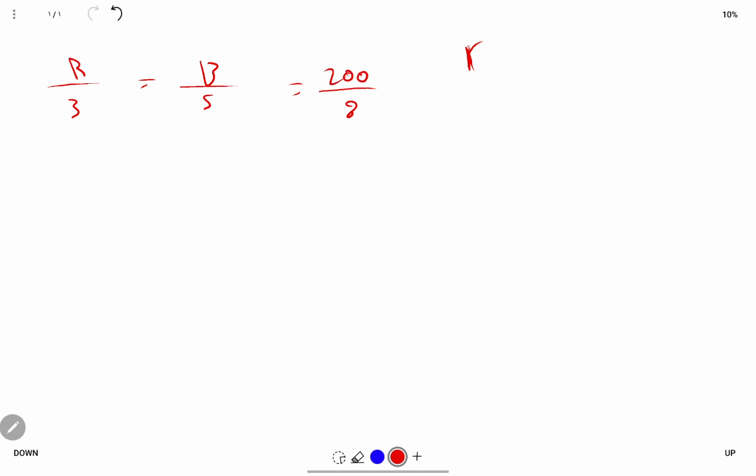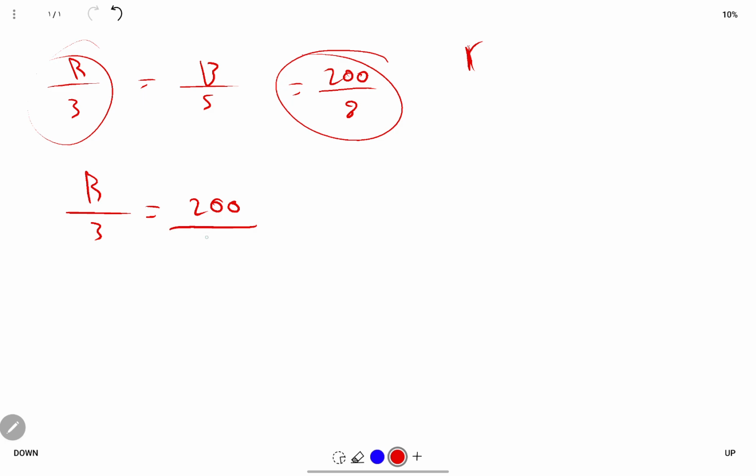Now we need to find the red marbles. So we write this fraction is equal to this fraction. So we get r over 3 is equal to 200 over 8. Now we do cross multiply. 8r is equal to 3 times 200, which is 600. So now we divide both sides by 8. So we get r is equal to 75.